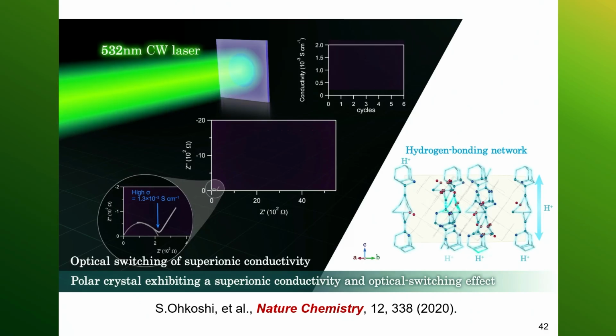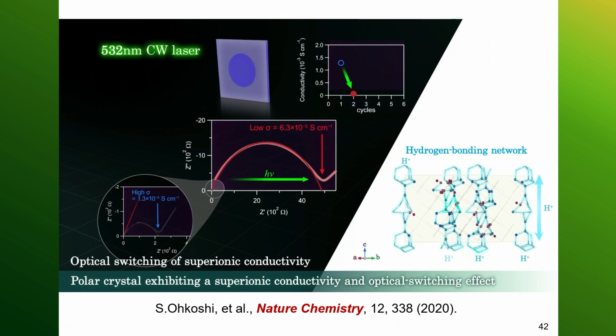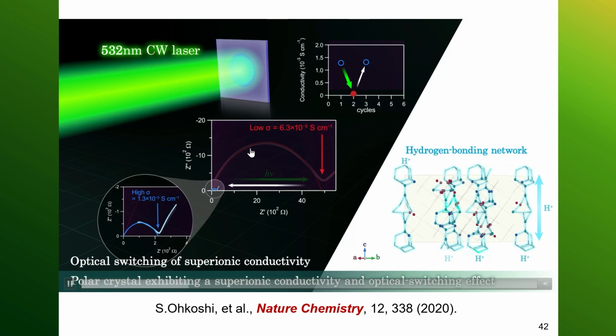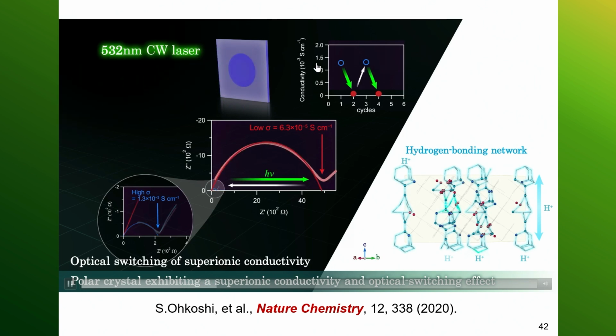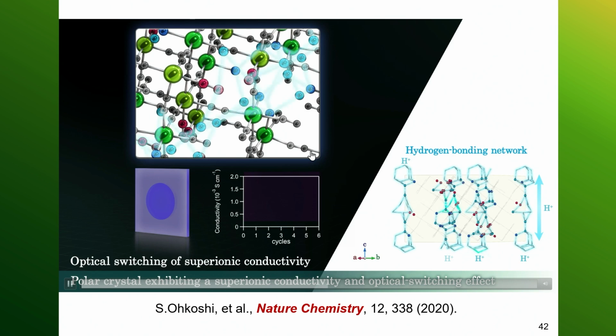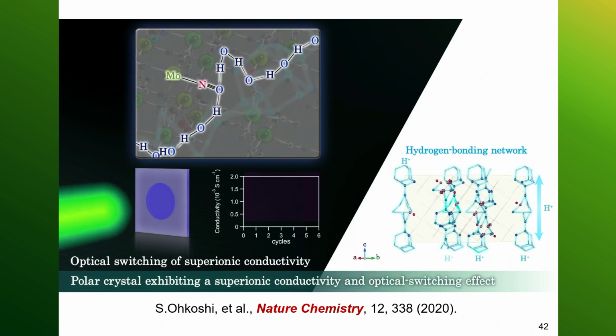This is our recent result. In this curve, the vertical axis is the ionic conductivity. This material shows a change in ionic conductivity when exposed to light. Ionic conductors are commonly used as battery materials. We wondered if it would be possible to switch ion conductivity with light, and we actually succeeded in switching it.